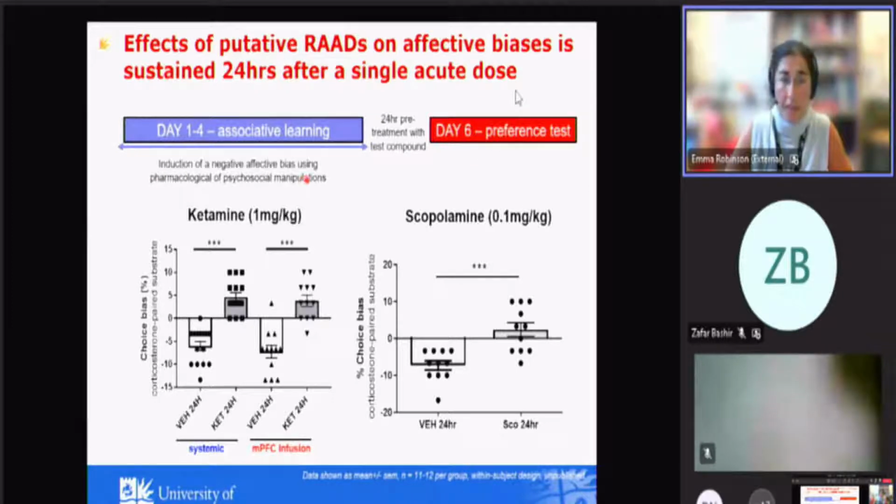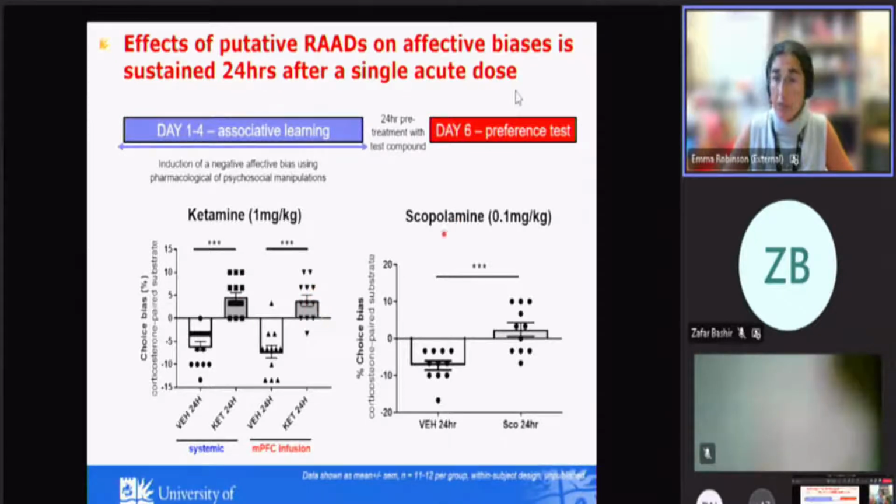So we induced a negative affective bias using a pharmacological or psychosocial manipulation, and then we give the drug, and then we test them 24 hours later. So this is after the acute effects of the drug have passed, and we were excited to think that we might see this neutralization of the bias sustained. And in fact, that's not what we saw at all. When we tested the animals, we saw a complete inversion of the bias. Where the animals under the vehicle treatment would show a negative bias, this had then become a positive bias at 24 hours. And we could completely replicate that by doing medial prefrontal infusions.